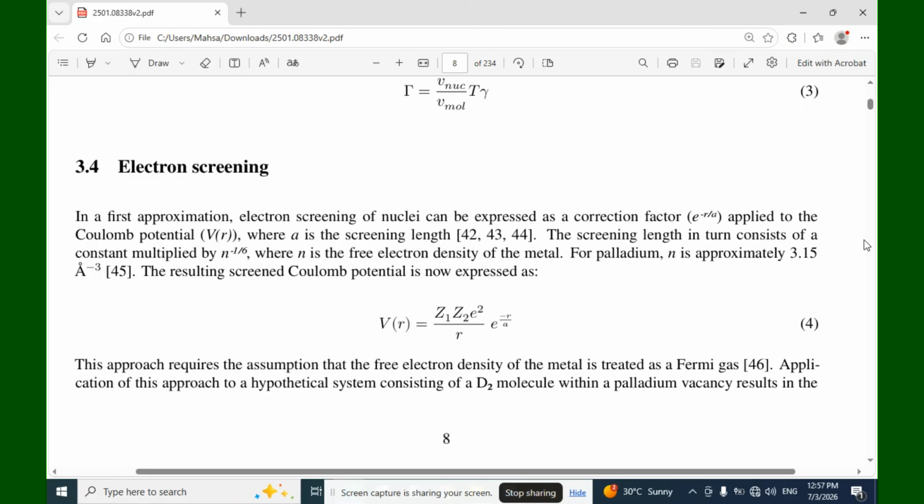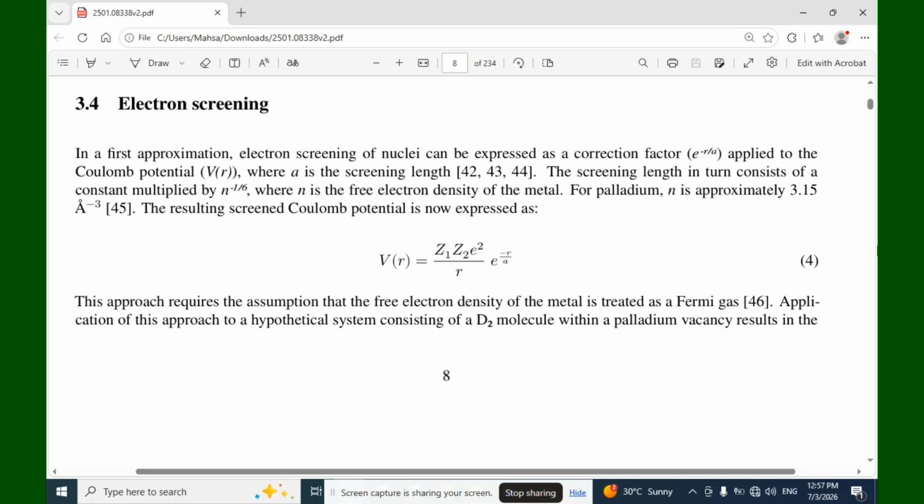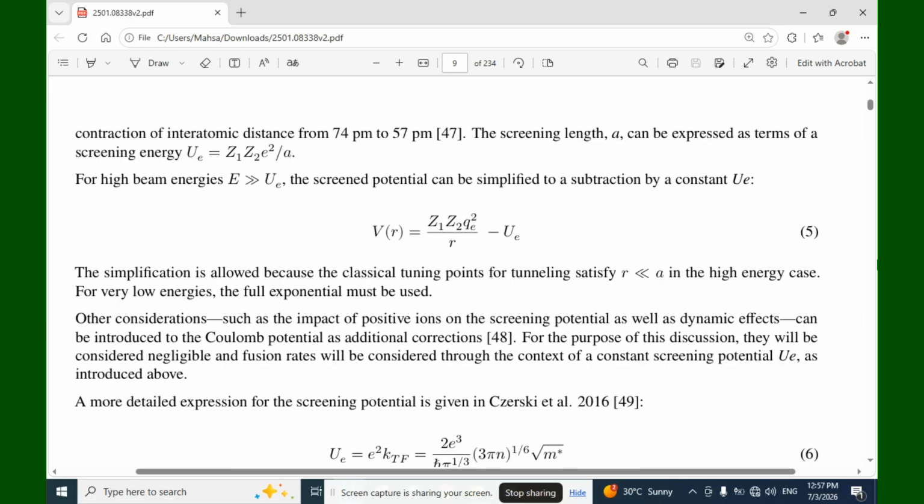This approach requires the assumption that the free electron density of the metal is treated as a Fermi gas. Application of this approach to a hypothetical system consisting of a D2 molecule within a palladium vacancy results in the contraction of interatomic distance from 74 picometers to 57 picometers. The screening length can be expressed in terms of a screening energy, Ue equal to Z1 Z2 e squared divided by R. For high beam energies, E is greater than Ue, the screening potential can be simplified to a subtraction by a constant Ue.